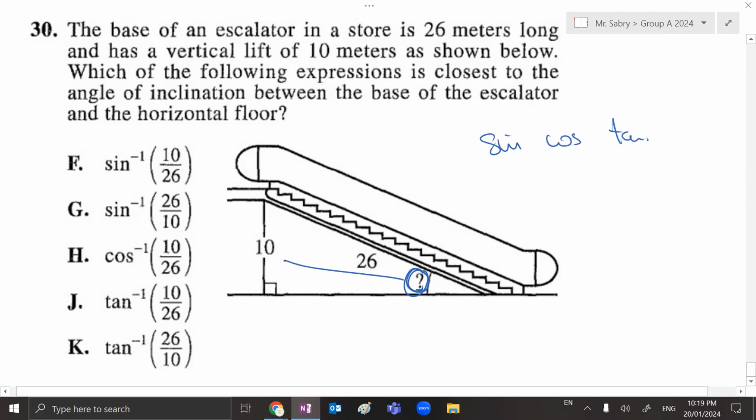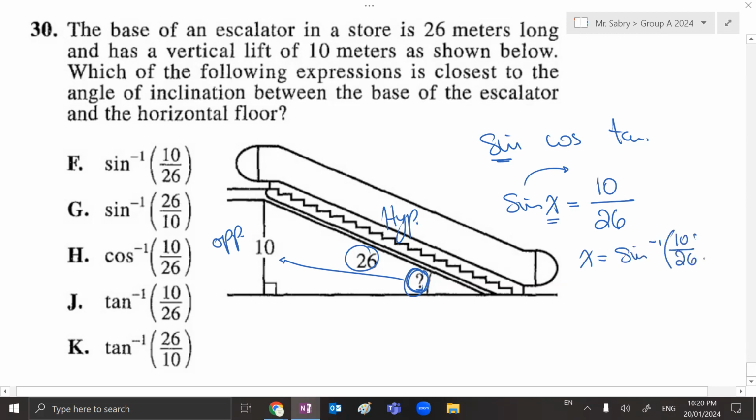So what has this side, which is the opposite, and this side, which is the hypotenuse? It's definitely the sine. So I'll say that sine of the angle that I don't know equals the opposite, which is 10, over the hypotenuse, which is 26. Now, if I'm trying to find x, which is the angle, I should move sine to the other side and use shift sine, which is sine to the power of -1 of 10 over 26. When you look at the choices, it's F, and that's it. Does this make sense? Yes. Perfect, I'm sorry it took that long.